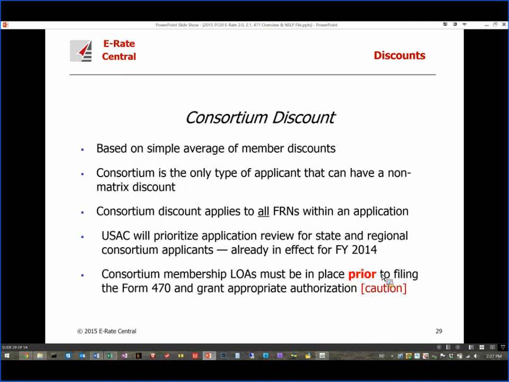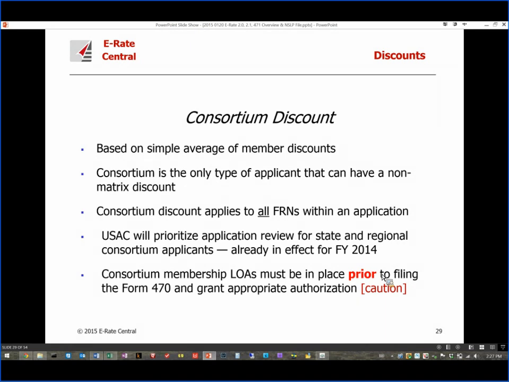Talk a little bit about consortium discounts. They're going to be based on a simple average of member discounts. Consortium's the only type of applicant that'll have a non-matrix discount or a non-flat band percentage. The consortium discount applies to all FRNs within application. There are numerous questions on this, which I'll skip for the moment. USAC will prioritize applications for review for state and regional consortium apps that already went into effect in 2014. Appeared to be pretty successful.